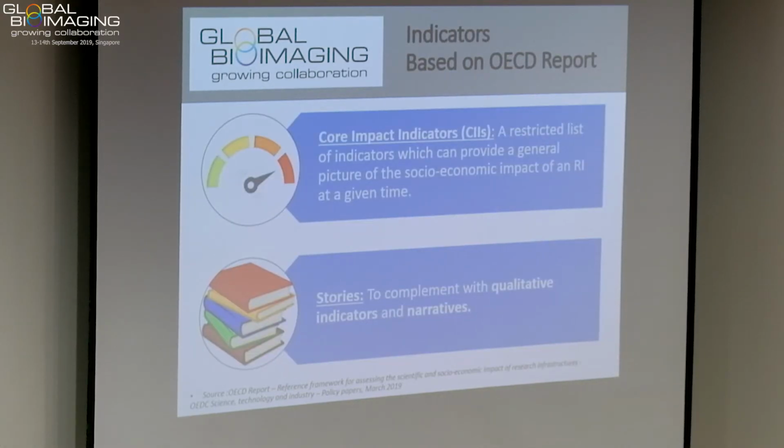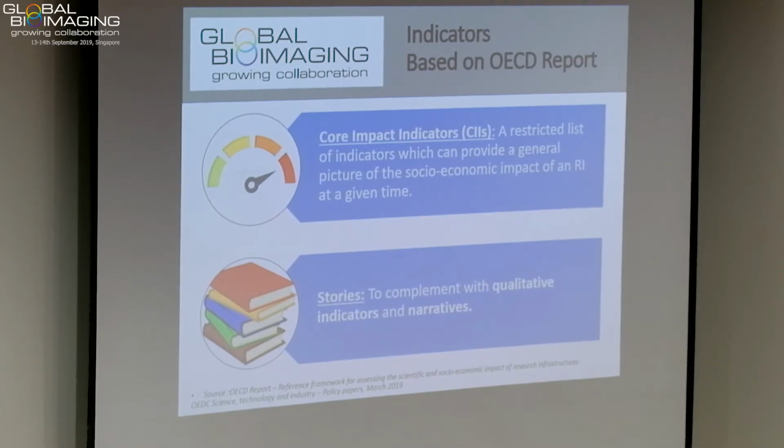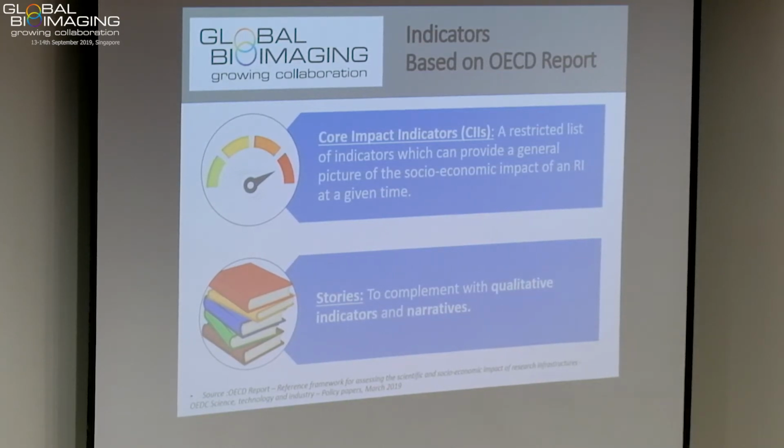So in looking at the OECD document, there's really two ways to measure socioeconomic impact. One is having these core impact indicators, a list which can provide a general picture of the impact. And the second, which I think is really important and has come up in our other discussions, is having stories. So telling a story about a specific infrastructure and how that's impacted the community, the scientific community, and the community at large. And I think you need both of these because the socioeconomic indicators are not as hard and fast as key performance indicators, and so the stories can put it into context.